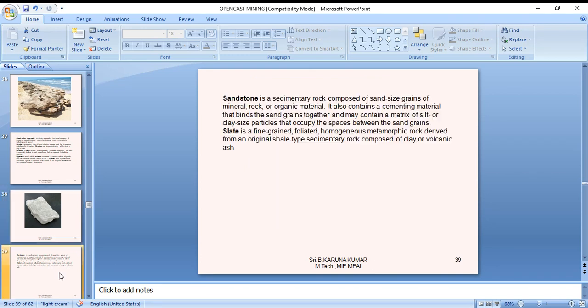Now I go to the next slide. That is sandstone. Sandstone is a grained mineral rock, organic mineral. It also contains the cementing material. Most of the sandstone is used for the cementing material that binds the sand grains together, and may contain a matrix of silt or clay sized particles that occupy the spaces between the sand grains. Slate is a fine grained, foliated, homogeneous metamorphic rock derived from an original shale type sedimentary rock composed of clay or volcanic ash.